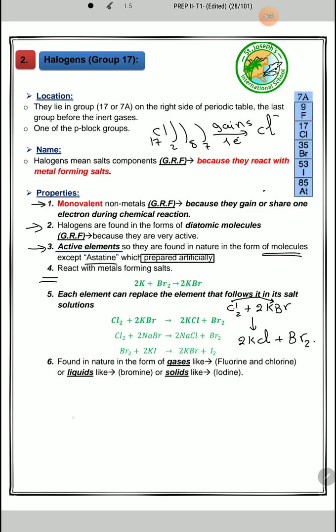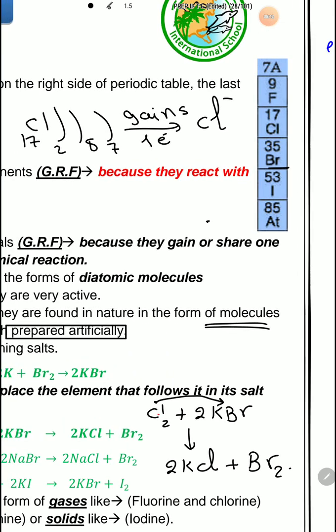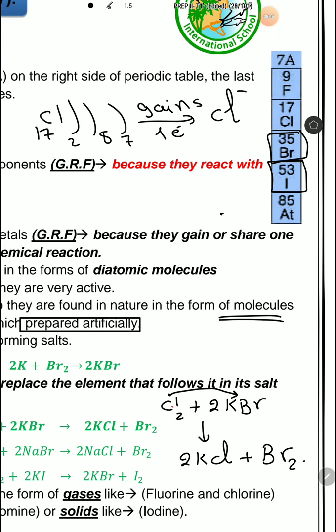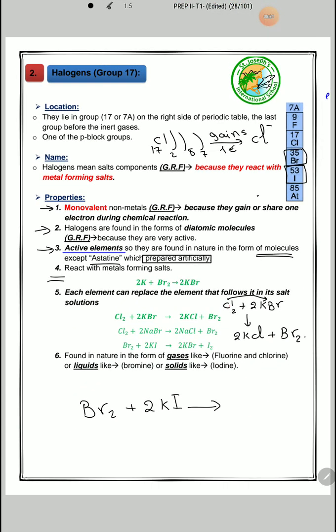Another example, when I say Br2 plus 2KI, let's check. Iodine is less active than bromine, which means bromine is more active. So the reaction occurs. Bromine takes the place of iodine. It becomes 2KBr plus I2 and so on.